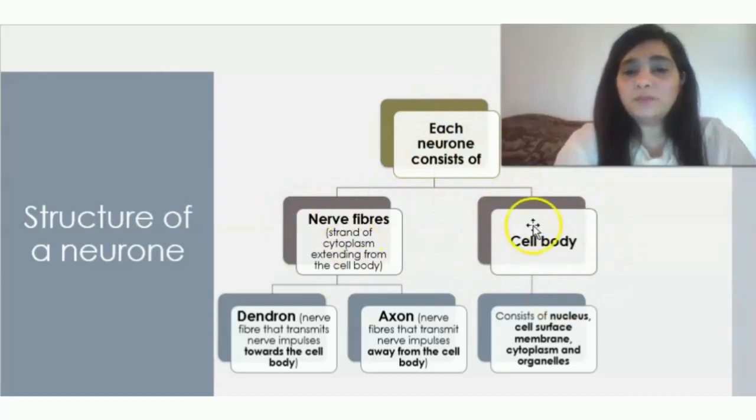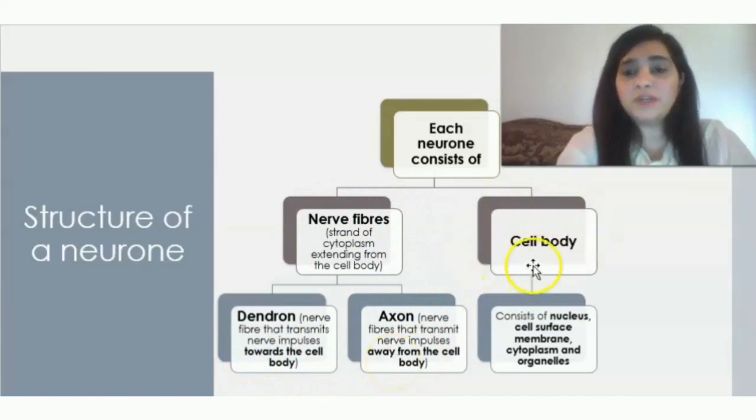So I will explain them with the help of a diagram in the next slide. So you should remember that each neuron consists of nerve fiber and the cell body. Nerve fiber is further divided into two types, dendron and axon. Dendrons are nerve fibers that transmit nerve impulses. I have already mentioned nerve impulses. These are electrical impulses. They transmit nerve impulses towards the cell body. You have to remember these words. Dendrons transmit nerve impulses towards the cell body, while axons are the type of nerve fibers that transmit nerve impulses away from the cell body.